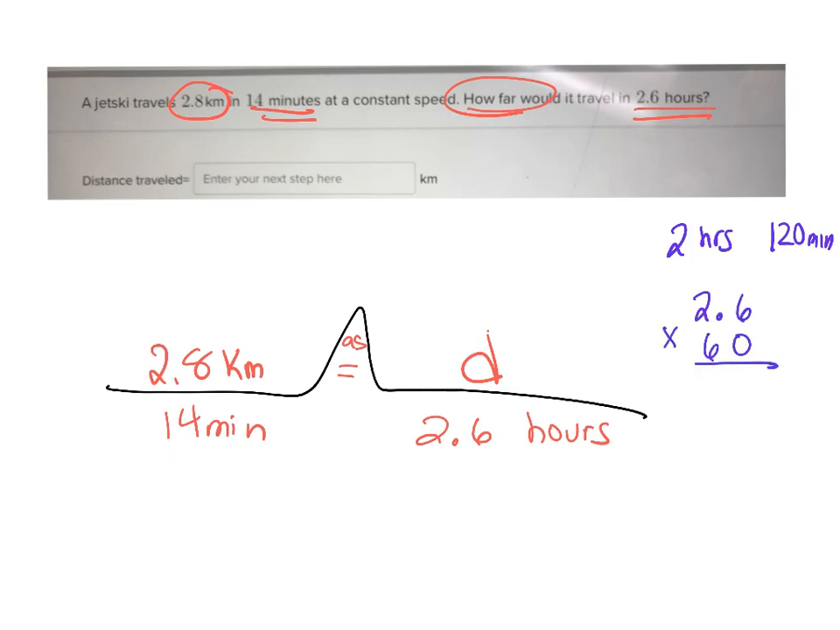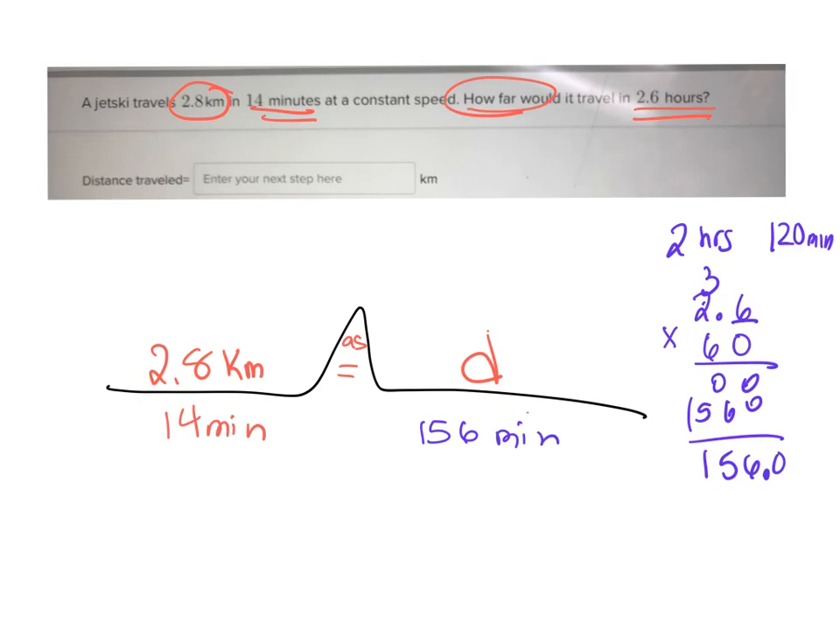And then you're going to multiply it out. 6 times 6 is 36. 12 and 3 is 15. 1560 with one decimal, 156 minutes. So this is really 156 minutes. And now it's apples to apples, oranges to oranges, kilometers to kilometers, minutes to minutes.